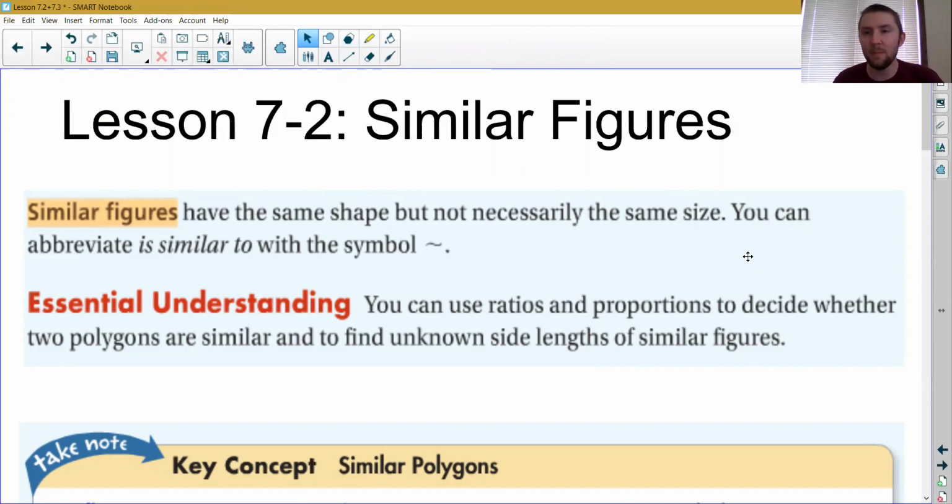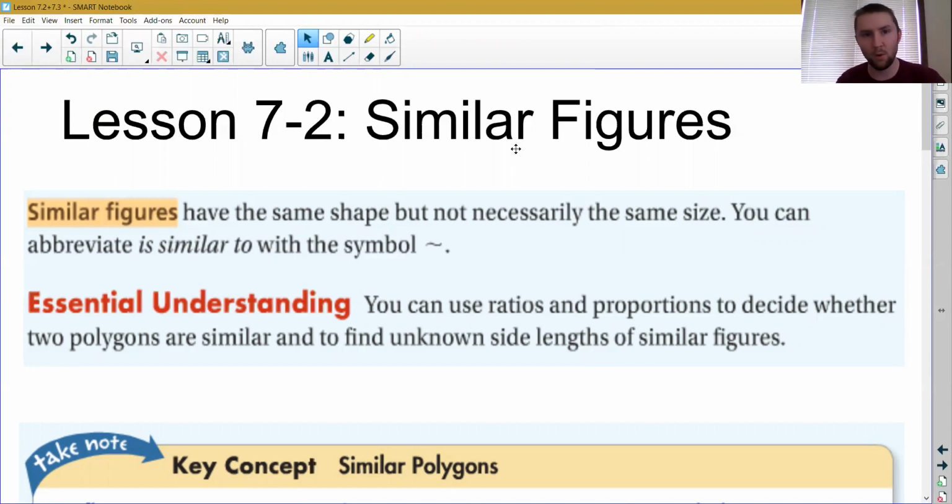So when I say the same shape, it means they have to be precisely the same looking shape, but one can be bigger than the other one, okay? Essentially we have two shapes that are the same, but one is a blown up, enlarged version or a shrunk down version of the other one. When two shapes are similar, we use a symbol to say so. That's sort of like the congruent symbol.